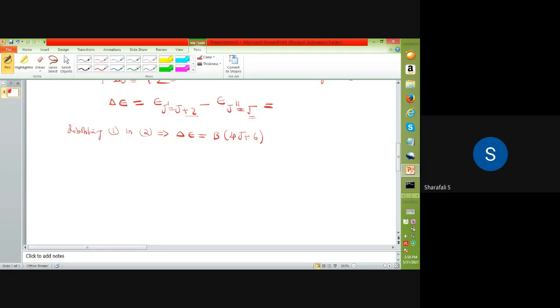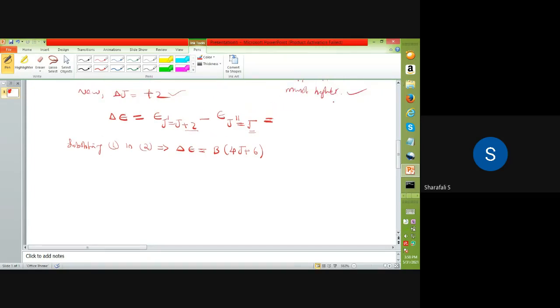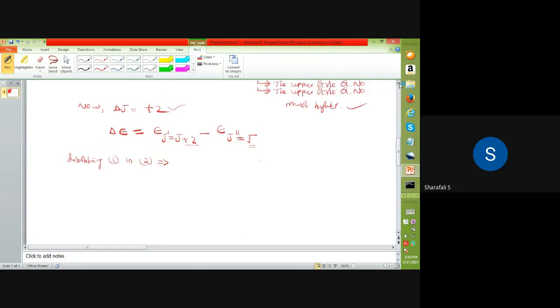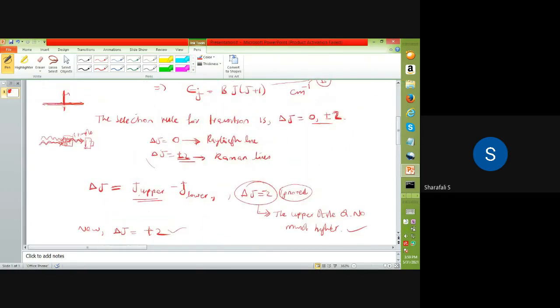Then I will just show it this time. I will write the energy equation here itself. So if you put that in your equation number one, what will happen? Your equation number one is epsilon J equal to B into J into (J plus 1).